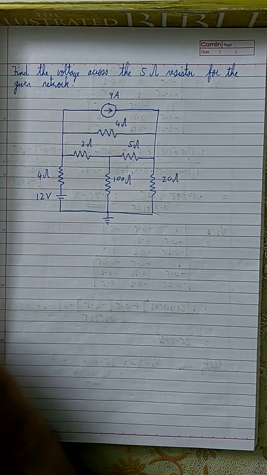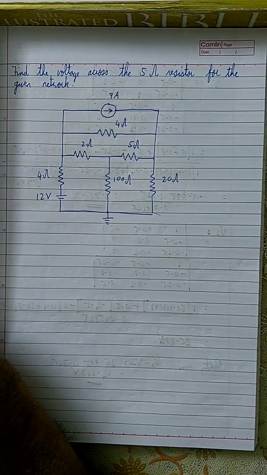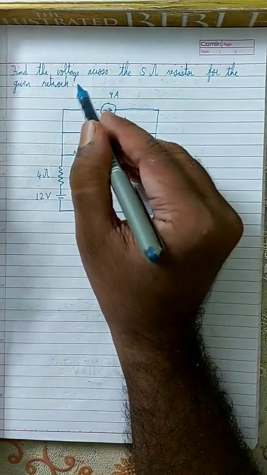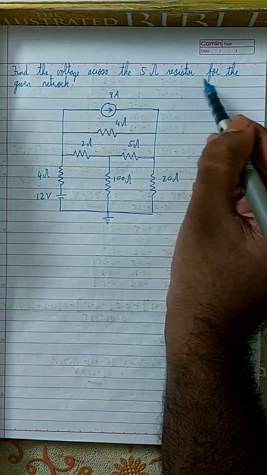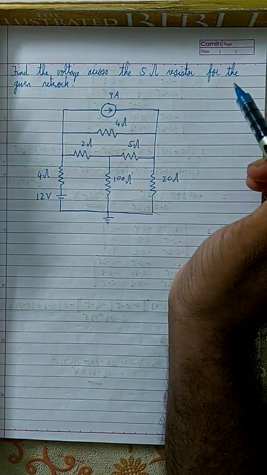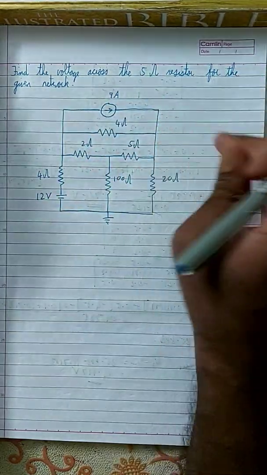Okay students, now let's do the next problem in node analysis. Here the question is: find the voltage across the 5 ohm resistor of the given network. This is the circuit they have given.